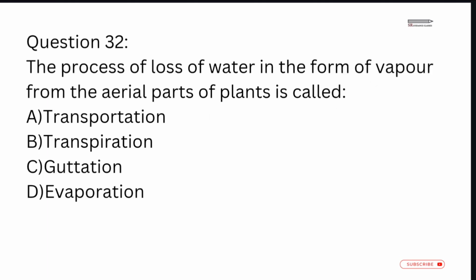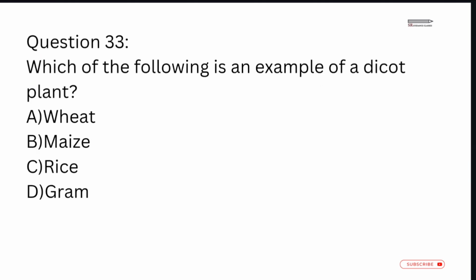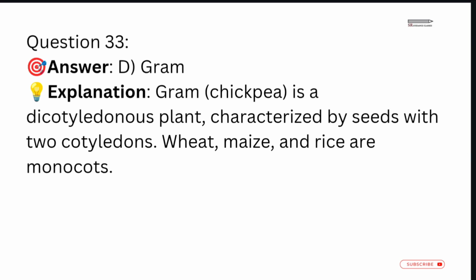The process of loss of water in the form of vapor from the aerial parts of plants is called. The answer is option B, transpiration. Which of the following is an example of a dicot plant? The correct answer is option D, gram.